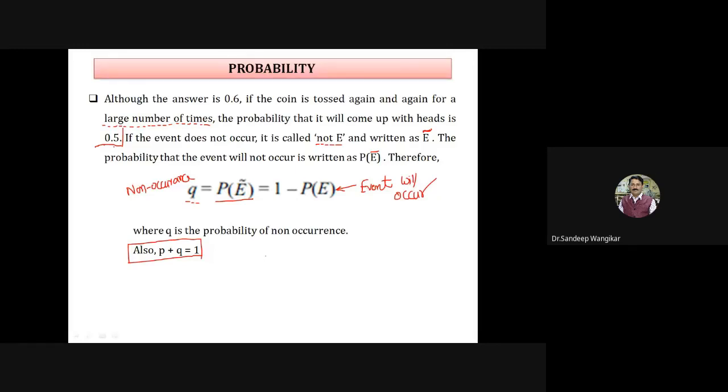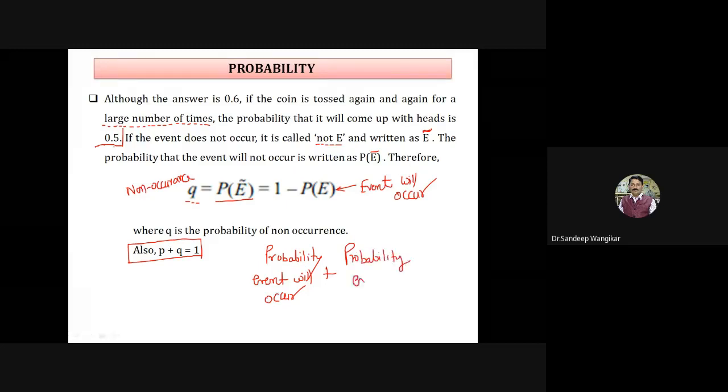So what does this stand for here? P for probability: occurrence plus not occurrence. So I can say here the probability that the event will occur plus the probability that the event will not occur. So this is nothing but, and this should always be equal to 1.